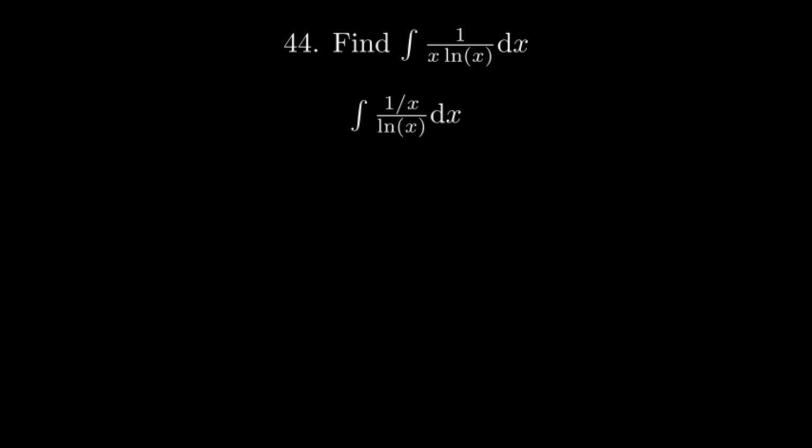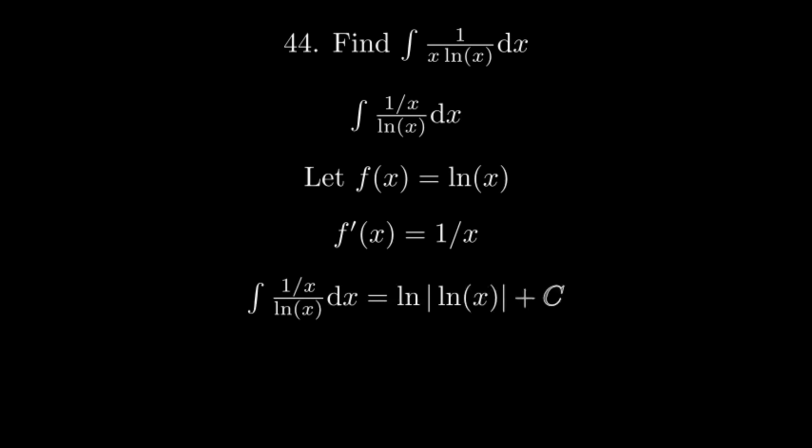Finally, let's tackle question 44. We need to find the integral of 1 over x times ln of x dx. This can be rewritten as the integral of 1 over x divided by ln of x. This is another integral in the form of f dash of x divided by f of x. Let f of x equals ln of x. Then the derivative, f dash of x, is 1 over x. So the integral is of the form integral f dash x over f x dx, which integrates to ln of f x plus c. Therefore, the integral is the natural logarithm of the absolute value of the natural logarithm of x plus a constant c.